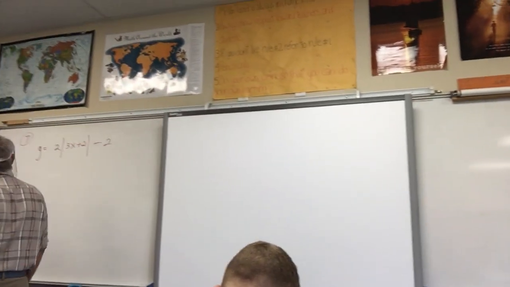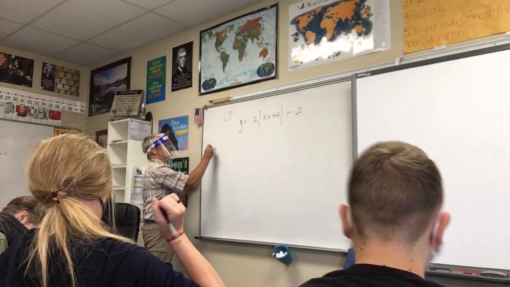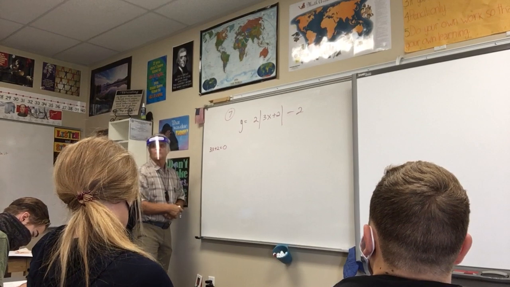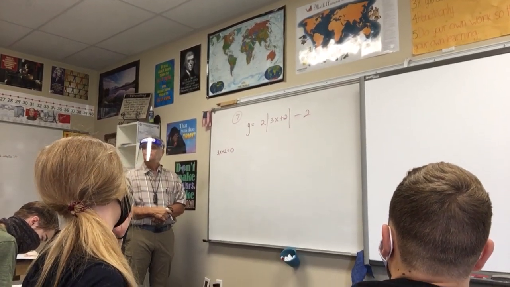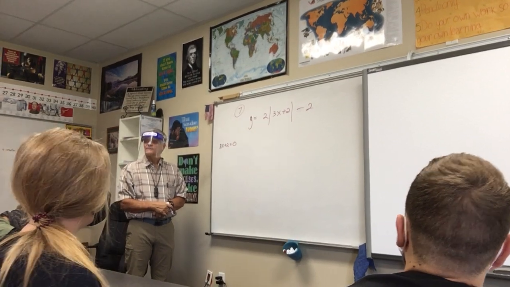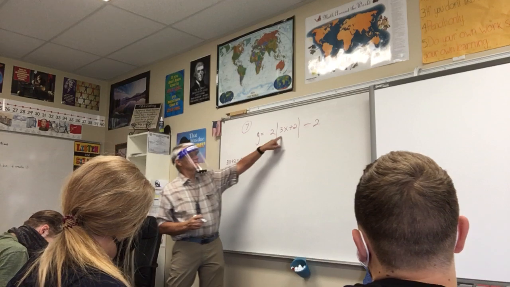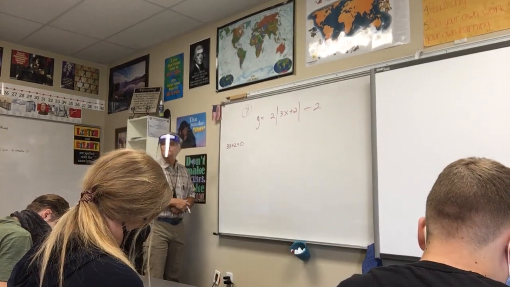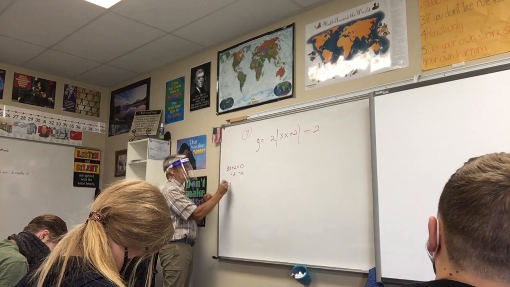You were terrified. Yeah. Okay, so I'm going to go 3x plus 2 make it equal to 0. Why did I take that? Because that's the absolute value. Maya? Yes, sir. Why did I do that part? So you can... That's the part that's inside the absolute value. You don't ever second that question. I know how to do it. So minus 2, minus 2, 3x.